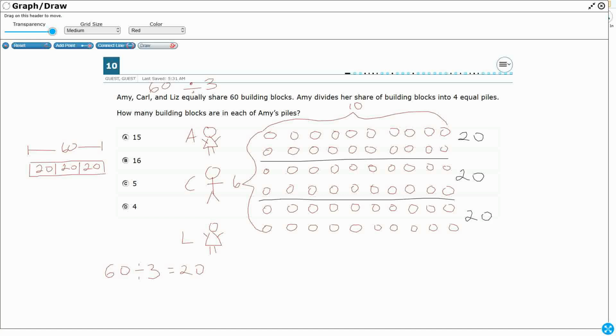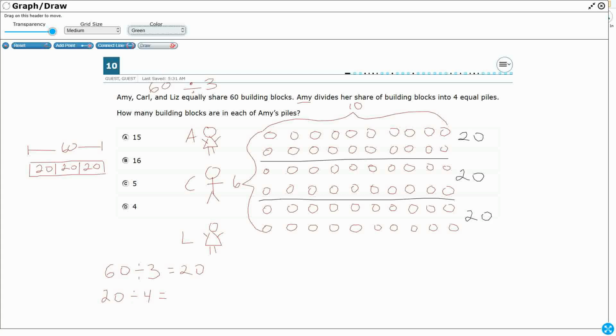Now, step 2, let's focus on Amy. So we're just going to look at that first section, the first 2 rows. She's going to divide her building blocks into 4 equal piles. So we're going to take our 20 and divide it into 4 equal piles. How many is in each pile? I want to divide this into 4 equal piles.